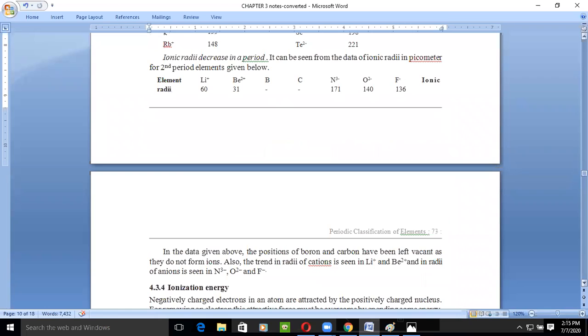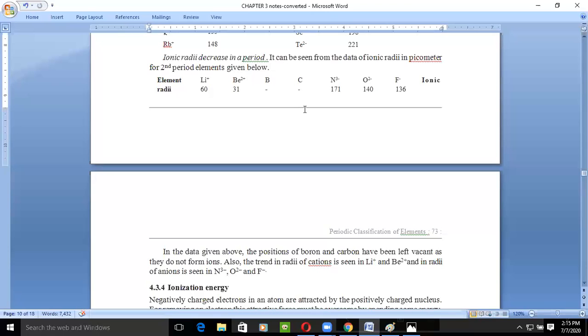Yes. There is one thing which I want to tell you. See, in this lithium period, what will happen? The place of boron and carbon is left vacant. Why? Because there is a difference in the ionic radii, because boron and carbon are those elements which do not form ions.